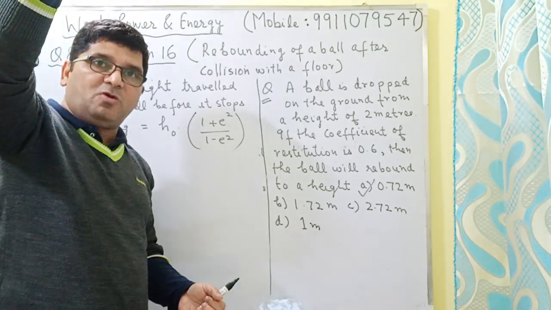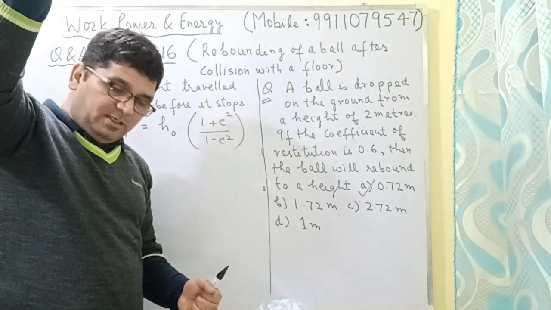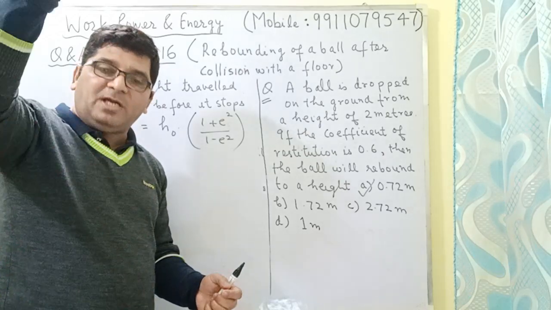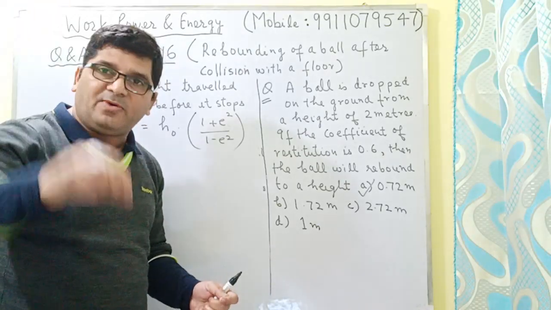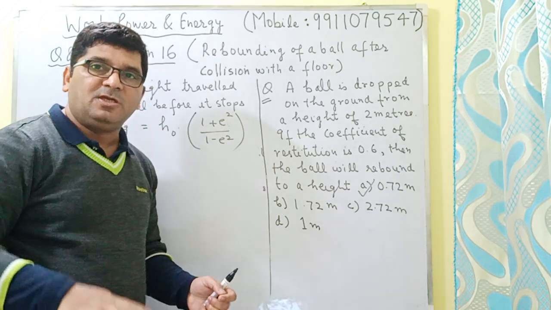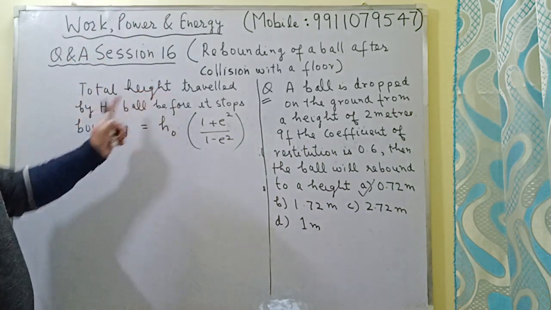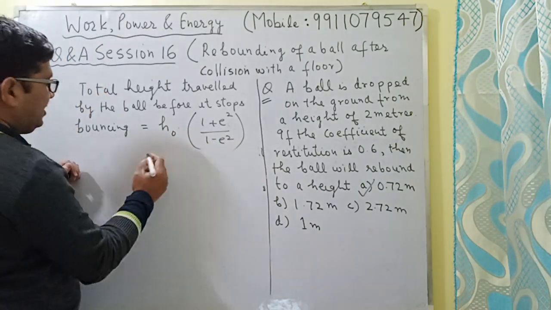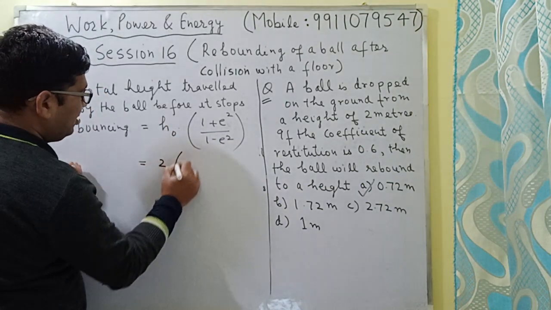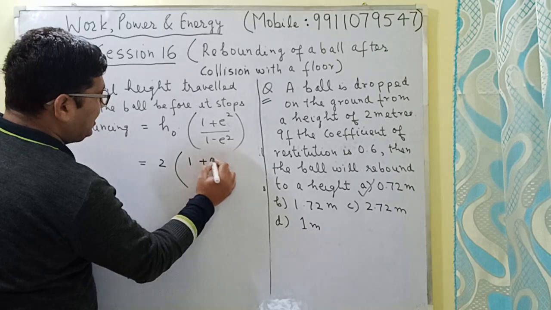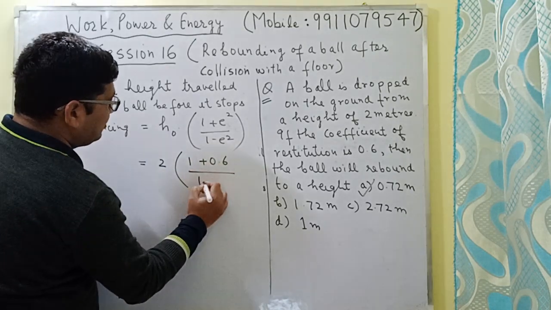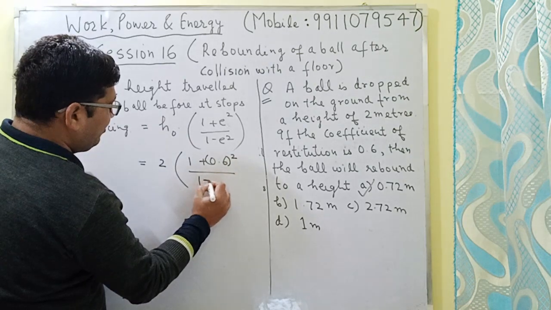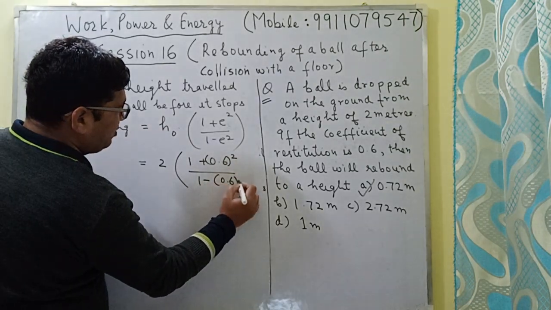That is, if I am just dropping one ball from a certain height, then when it drops on the floor, it will rebound. Again, it will drop on the floor and rebound, and finally it will come to rest on the floor. So in that case, what is the total height traveled by the ball? This is given by this formula. Here h naught is the initial height, which was equal to 2. The value of e is 0.6, so it is 1 plus 0.6 whole square divided by 1 minus 0.6 whole square.